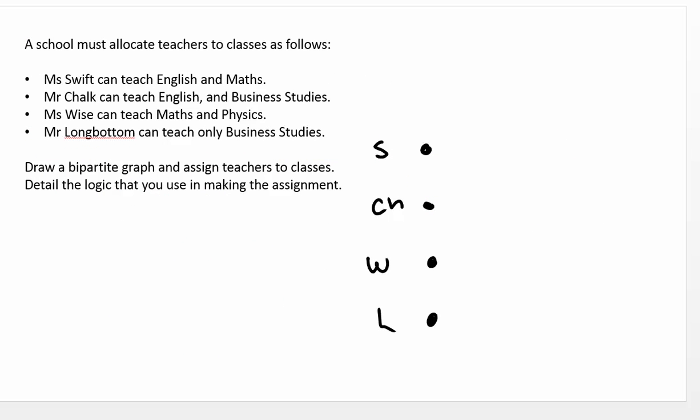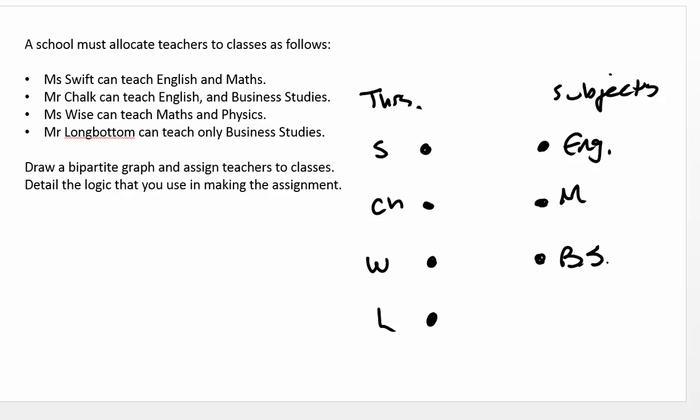So in setting up this next bipartite graph, I'll put the teachers on the left and I'll put their subjects on the right hand side. Now I'm just putting these in the order in which I see them. So the English, the maths, the business studies, and looks like physics running down the right hand side. And what remains now is for me to make those connections.